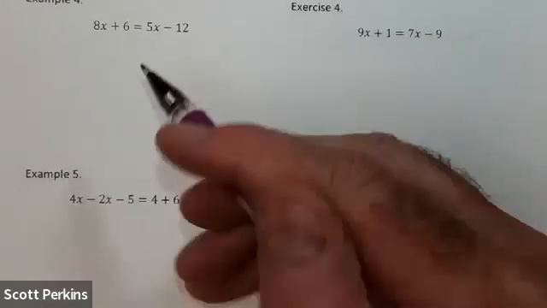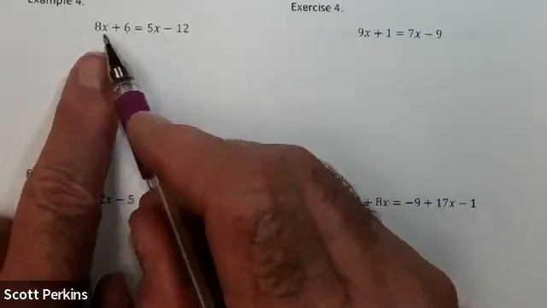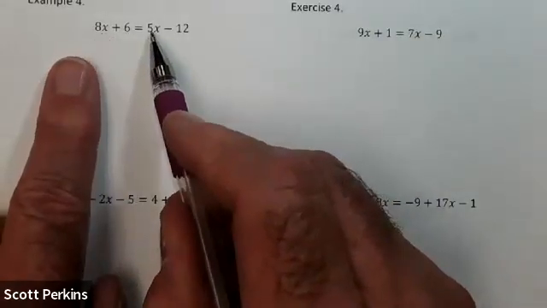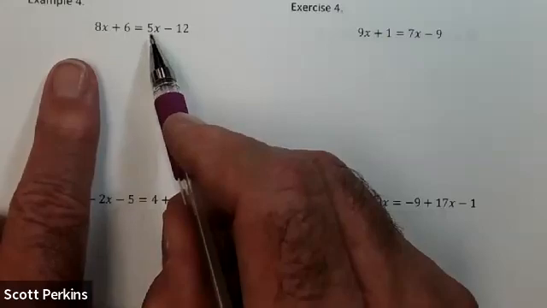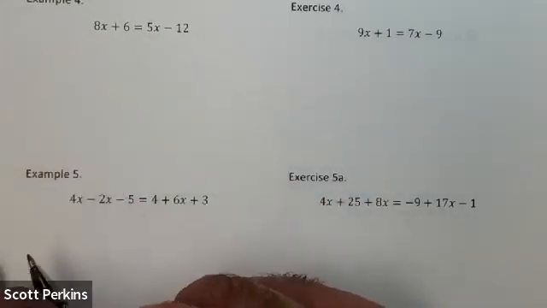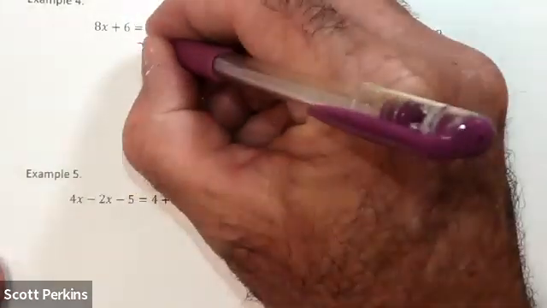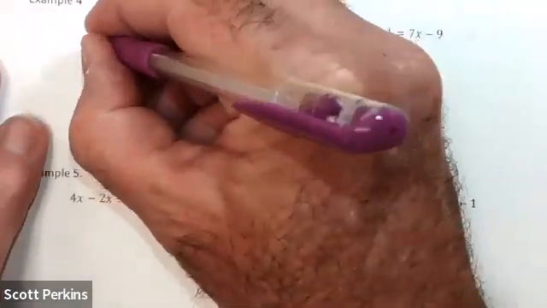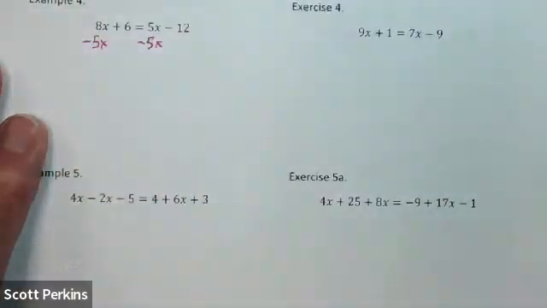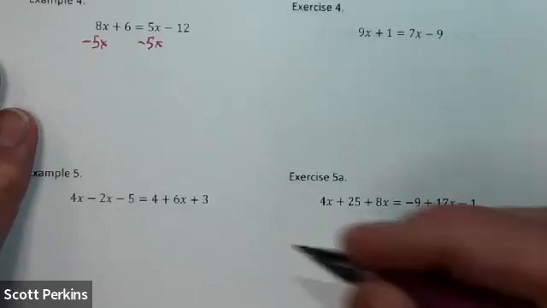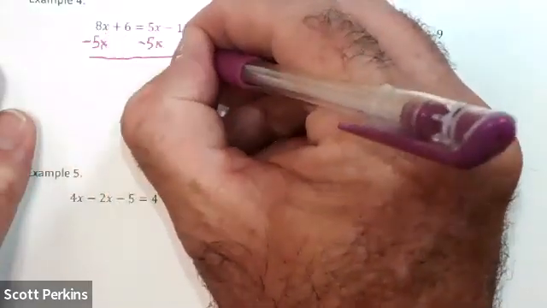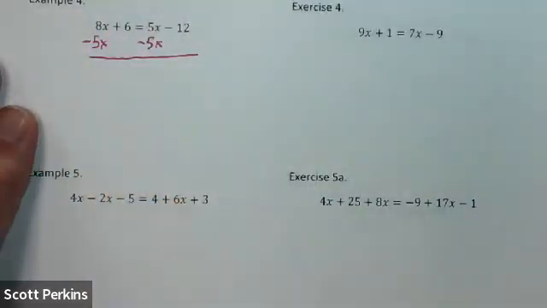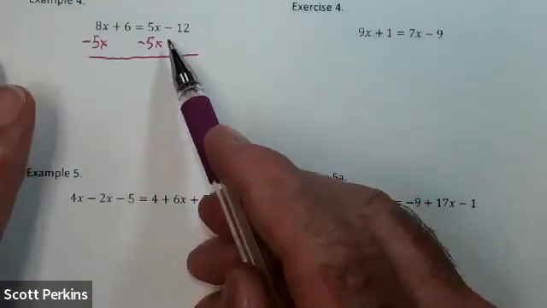So what I'm going to do is bring the 5x over to the left. How am I going to get this term, this 5x, over to the left? I'm going to subtract. Yes, it's a plus 5x. So I'm going to subtract 5x. Now, let me know if this is too complicated for you, and I can separate these. I've put all my x's on the left.